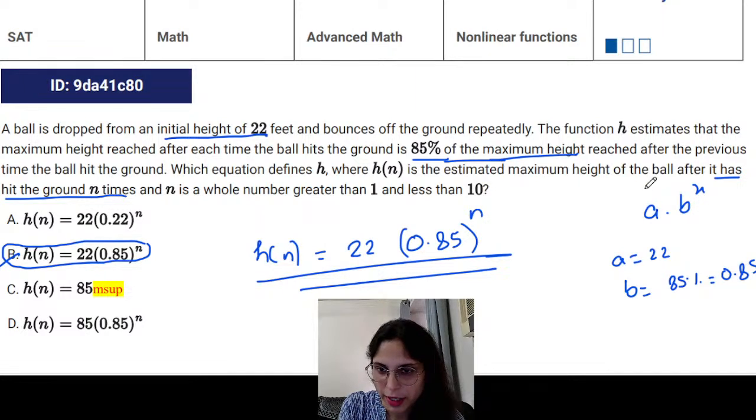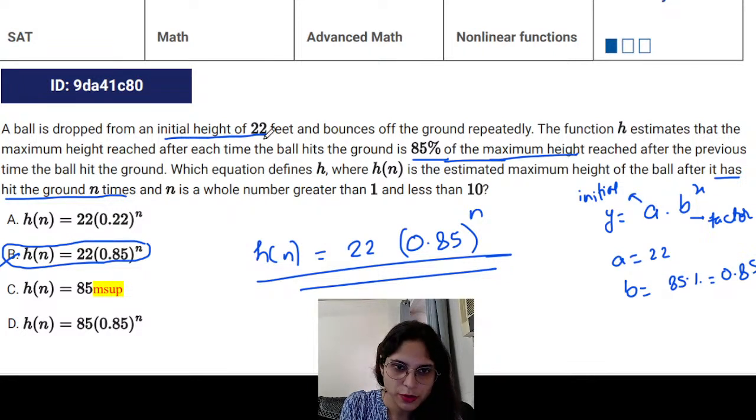So you have y equals a times b to the power x. A is your initial value or the y-intercept, and b is your factor. So over here the initial value is 22, so the value of a is 22, and the factor is 85% of the maximum height, so the value of b is 85%, that is 0.85. Yeah, option B.